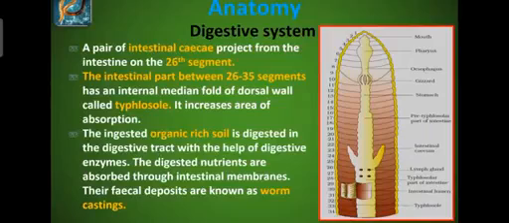So this finishes the digestive system of the earthworm. So here what is important? The diagram and the labelings for a 5 marks question. So practice the diagram.